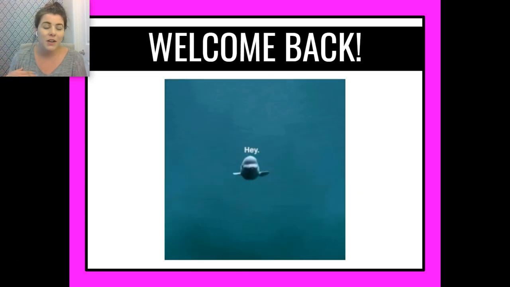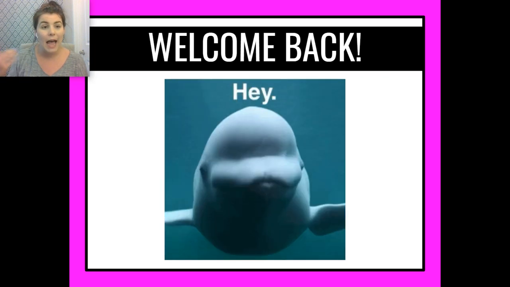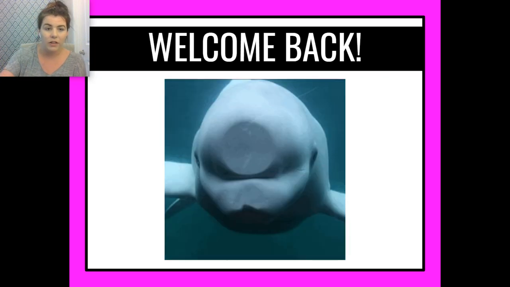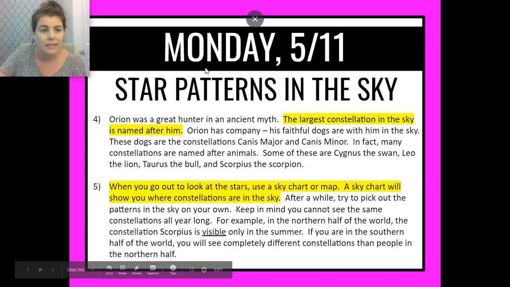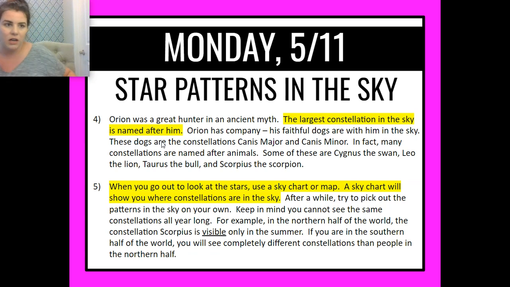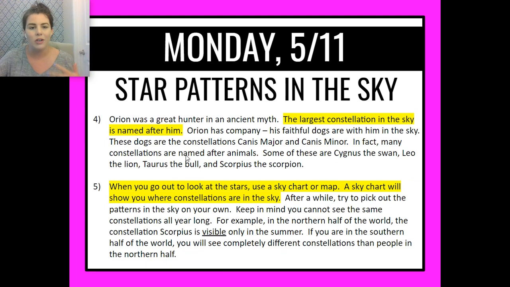Now, what I want us to go ahead and do is take a look back at paragraphs 4, 5, and 6, and I will show you what you should have gotten for the topic sentence. So for paragraph 4, the topic sentence here is the largest constellation in the sky is named after him. All of the sentences in the rest of this paragraph are really supporting this idea that we are naming constellations after legends and myths or after animals. So it's really important for us that we know that we're naming these constellations after myths or animals.